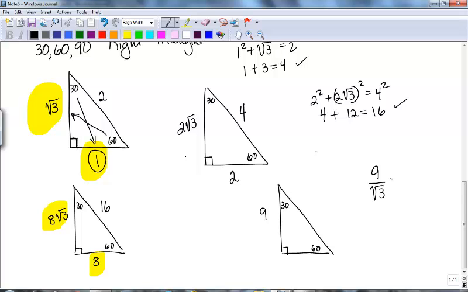Can't leave a radical in the denominator, so we have to rationalize it. We get 9 radical 3 over radical 3 times radical 3, which is 3. Now you have to reduce: 3 radical 3. That's the shorter leg. The hypotenuse is twice that, 6 radical 3. And then you can check it by the Pythagorean theorem.